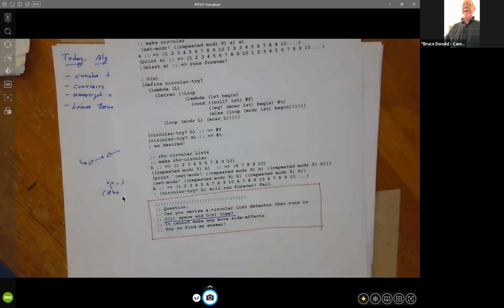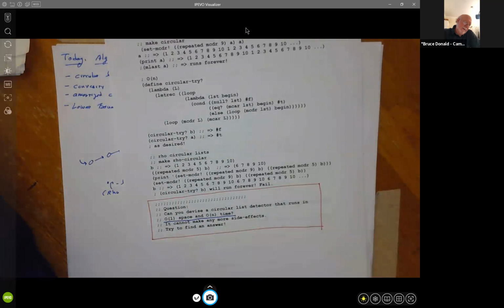What do you think? Does anyone have any ideas? Just a quick question. From last time, the best that we got was n log n time and O of n squared space. Actually, order n space. Order n. Okay, that's correct.